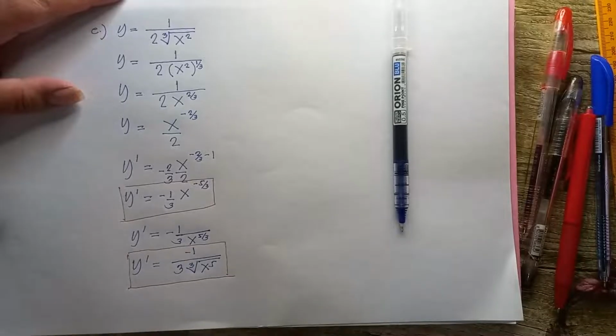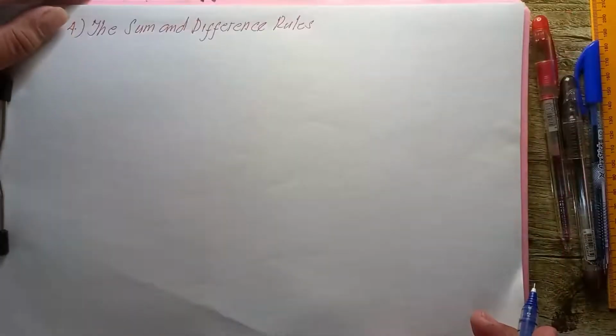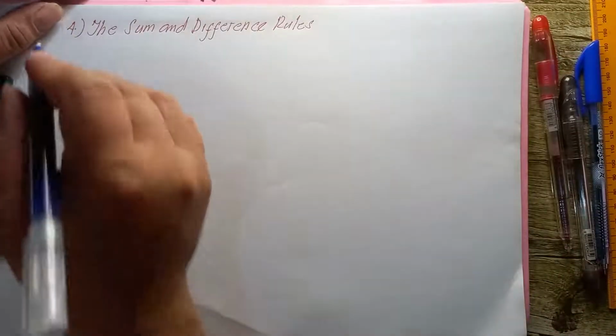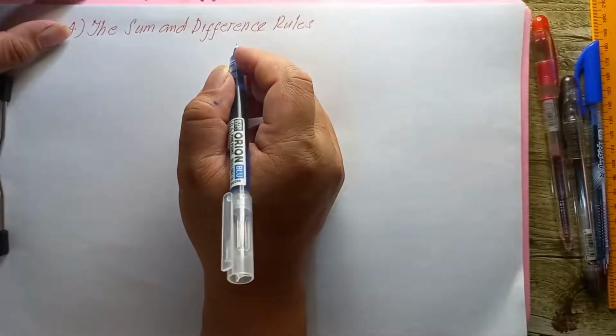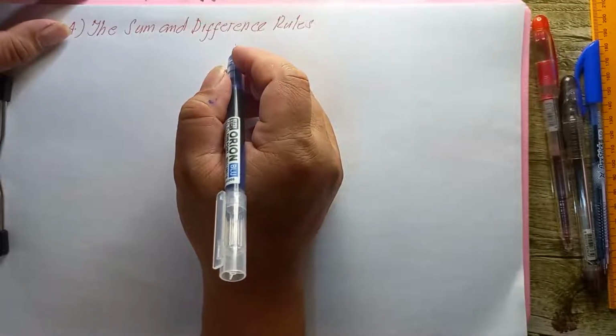I hope you understand the concept of the constant multiple rule. Another rule here is what we call the sum and difference rule. Now, what is the notation of this derivative?